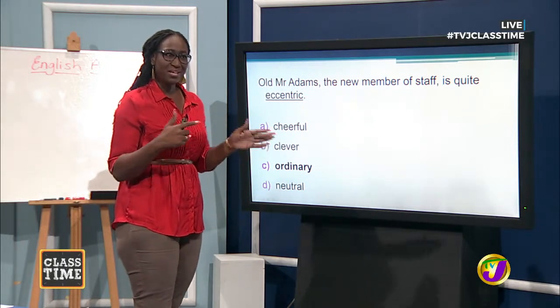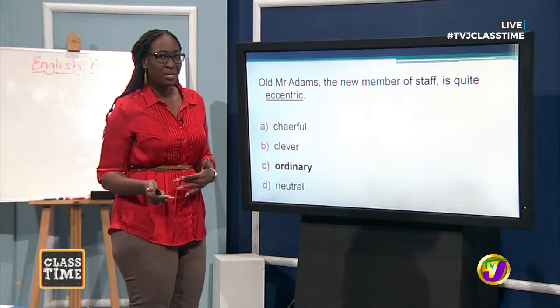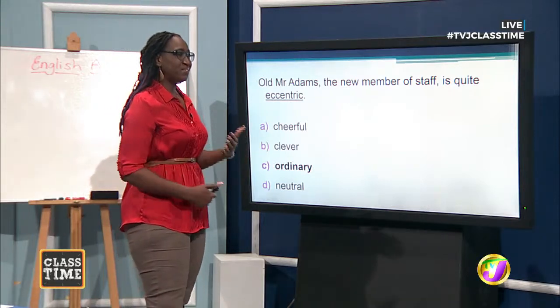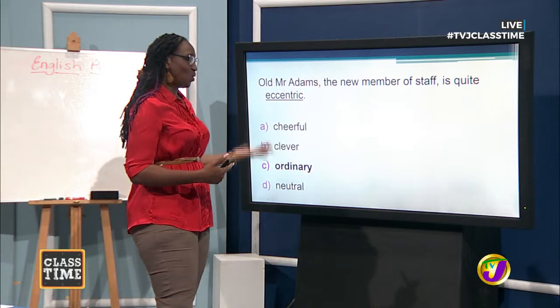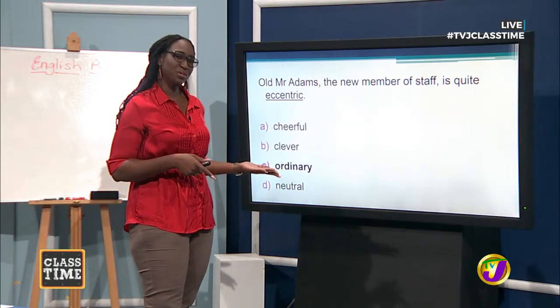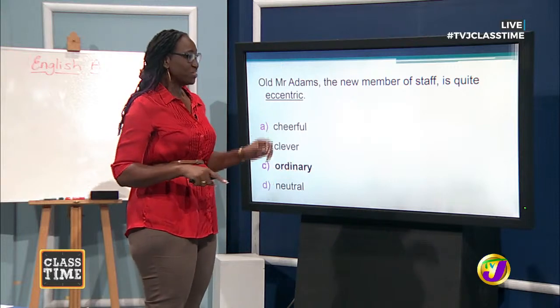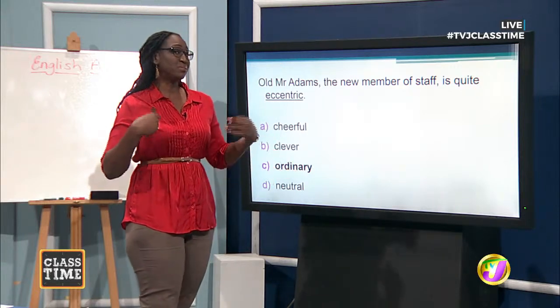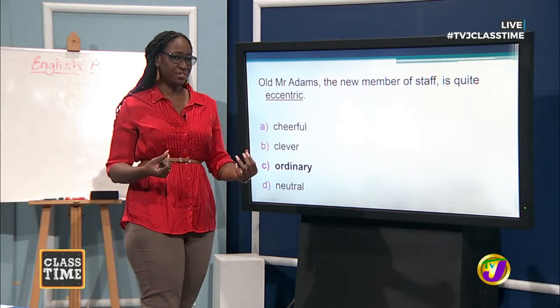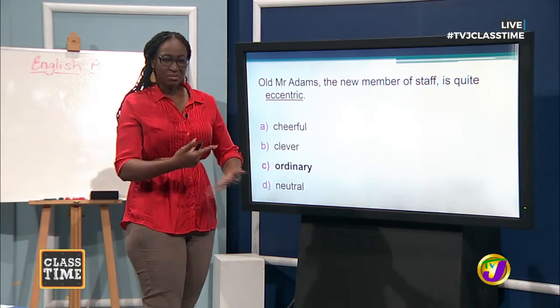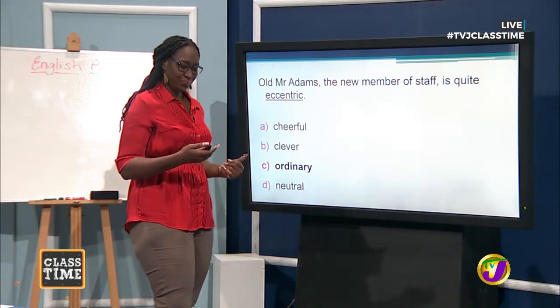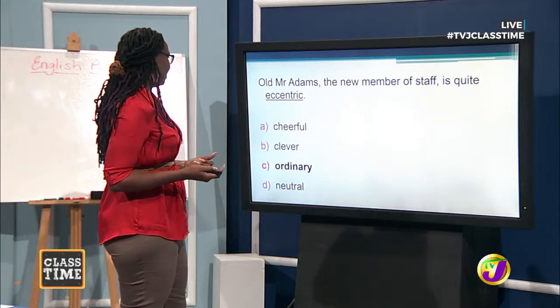Now, you might have thought neutral, but think about it. Neutral means you're not taking one side or another. So does neutral convey the same idea as ordinary? No, it doesn't. Neutral just means you're unbiased, whereas ordinary means there's nothing outstanding about you, there's nothing different. You're basically the same as everyone else around. All right, our next sentence now.